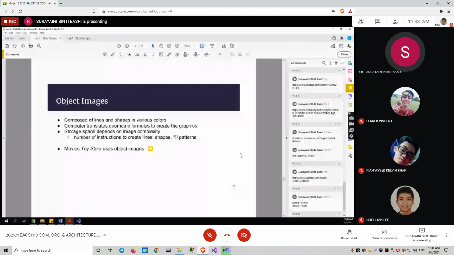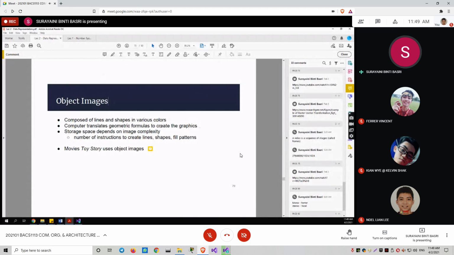Okay, so we proceed to the object image. Previously it was bitmap. Bitmap has GIF and JPEG, and now object image, which, if you remember yesterday, is the vector image. So what is a vector image? You can refer back to our previous lecture. This object image is composed of lines and shapes in various colors, and the computer translates the geometric formula to create the graphic.